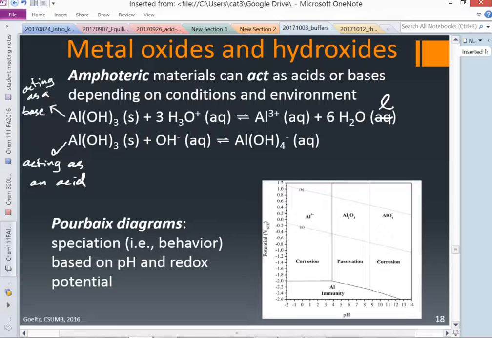When you get to be a chemistry professor, like me, and you're not ashamed of being a nerd anymore, you too might have a favorite type of diagram. Nervous laughter. This is my favorite type of diagram. It's named after Marcel Pourbaix, who I think was Belgian, if I have it right.